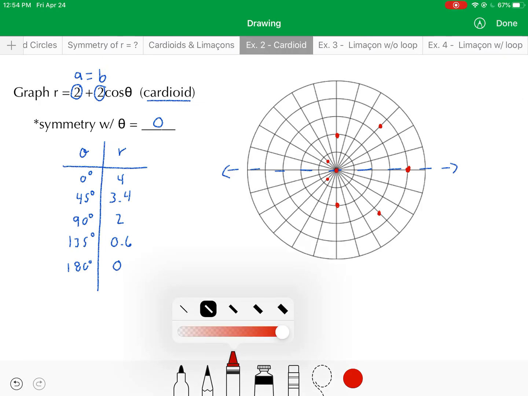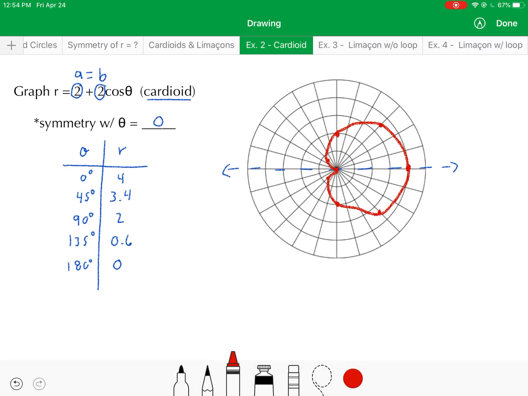Okay, now it's time to just sketch this out. I'll start at the first point of 4, 0. And I just come around here, go into the pole, and there we go. That's not the greatest. Let me do that again. Looks a little better. All right, so there's your cardioid.